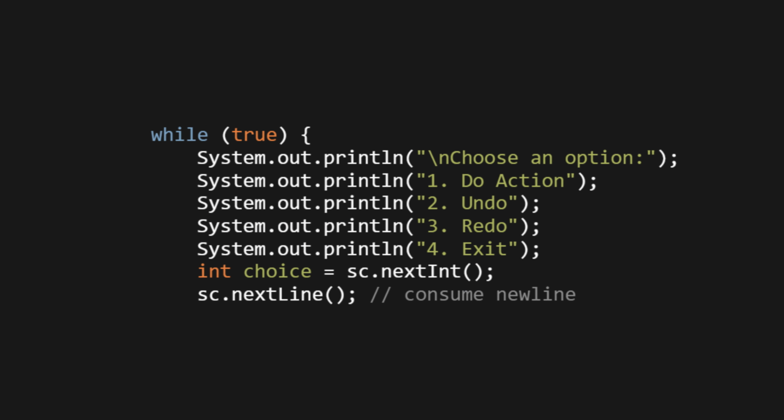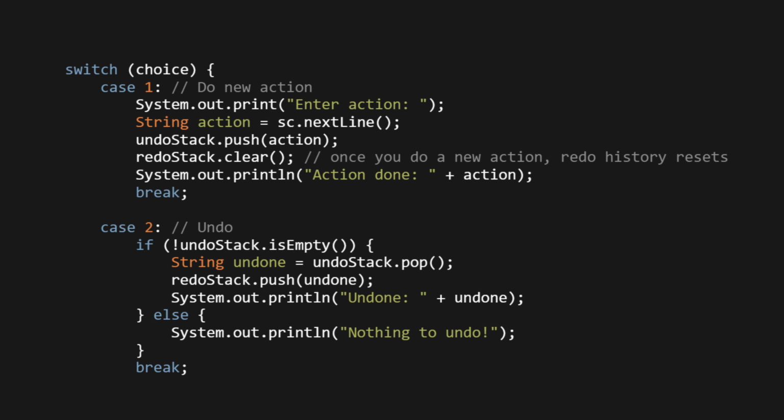While true, System.out.println("Choose an option"). 1 do action, 2 undo, 3 redo, 4 exit. int choice = sc.nextInt(), sc.nextLine(). Switch choice, case 1, System.out.print("Enter action"), String action = sc.nextLine(). undoStack.push(action), redoStack.clear(). Once you do a new action, redo history resets. System.out.println("Action done: " + action).